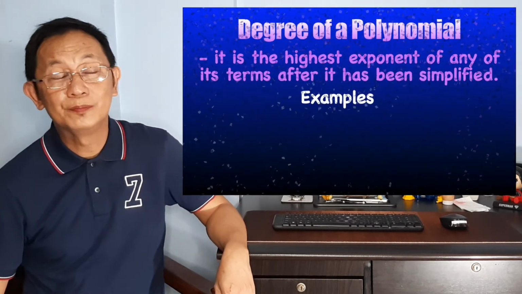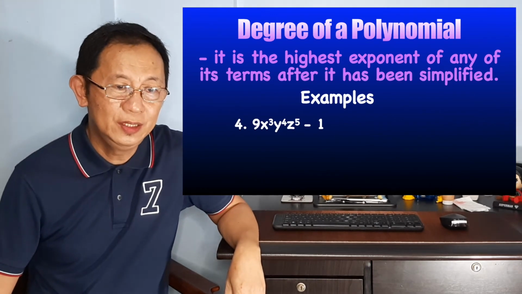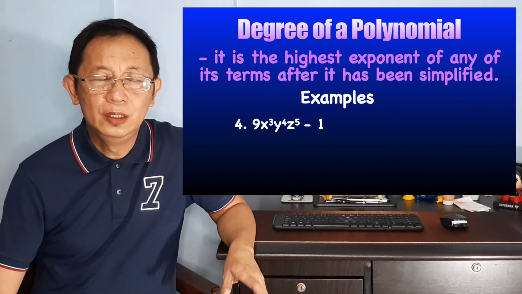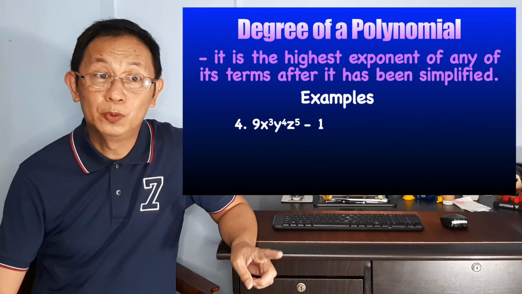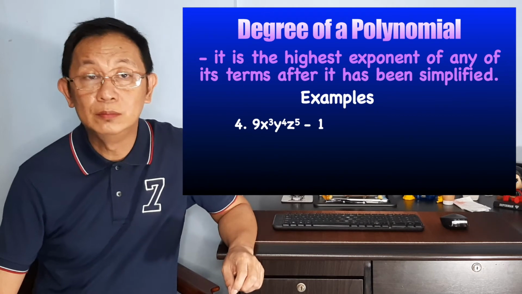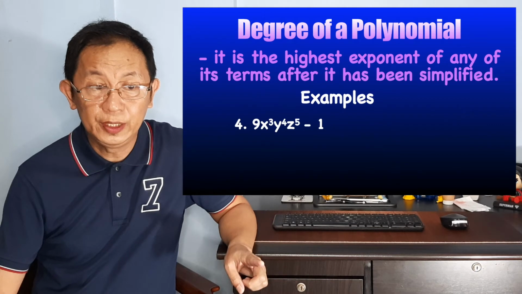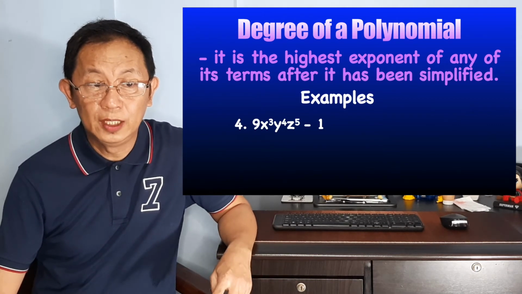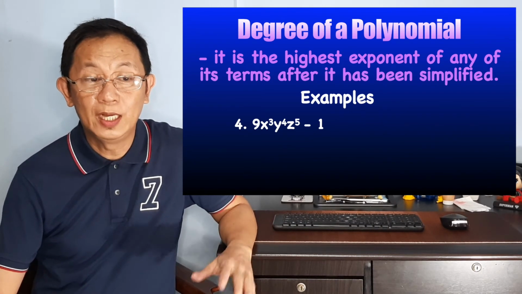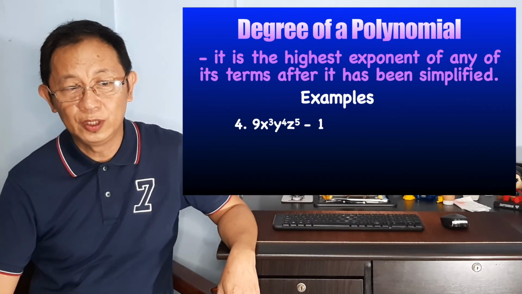Example number 4. 9x cubed y raised to the 4th power c raised to the 5th power minus 1. So, the degree of the first term is 3 plus 4 plus 5. The sum is 12. No? So, yung first term, nasa 12 degree. Yung second term na negative 1, 0 degree. So, therefore, ang highest is 12. So, the degree of this polynomial is in the 12th degree.